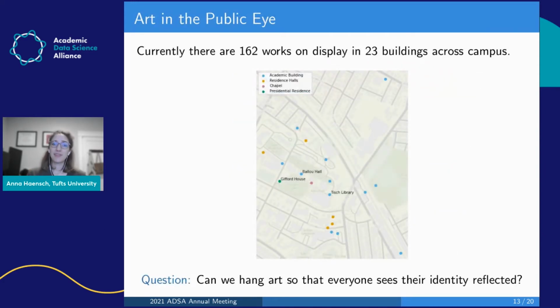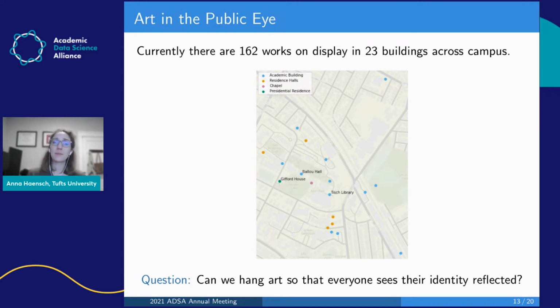So an interesting thing about university collections is that they can be shown anywhere around the campus. So it's the case that any building on campus, any department and so forth, can take out pieces on loan. For example, the Tisch Library, which is the main library on campus, has dozens of works hanging in it. And the President's House also has a lot of very important works. And in fact, there are 23 different buildings on campus that currently display 162 different artworks.